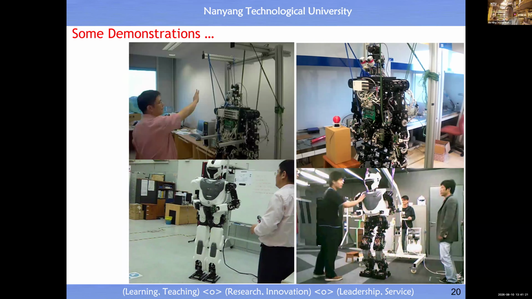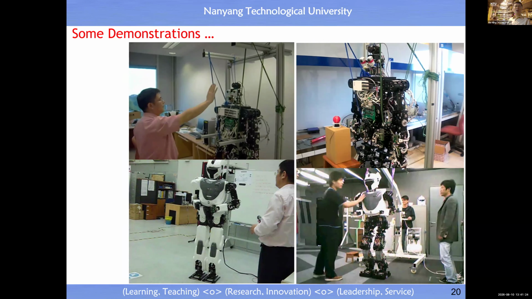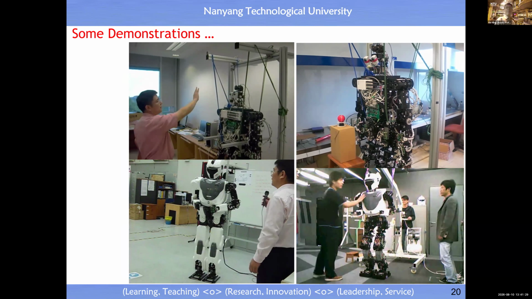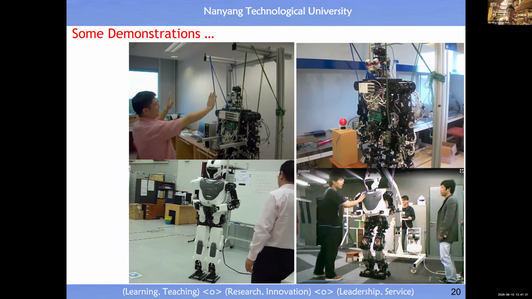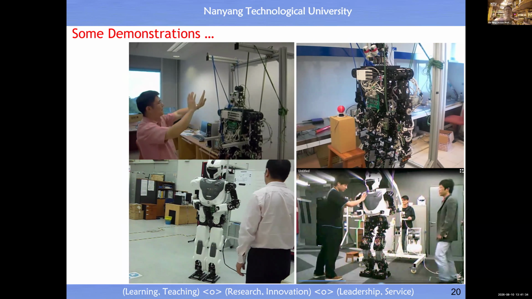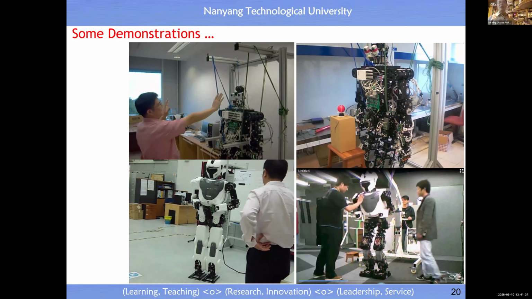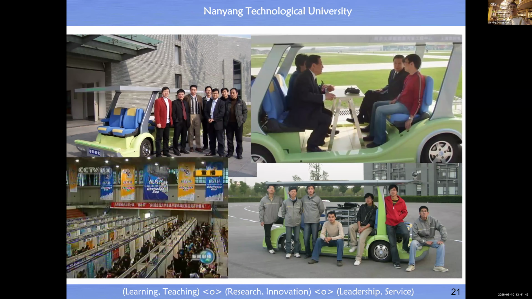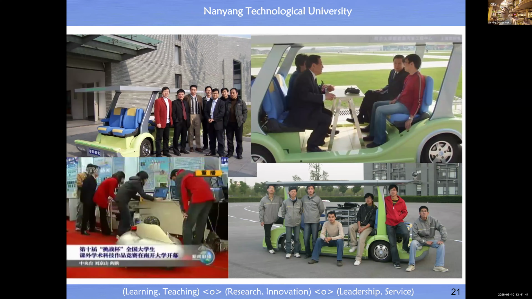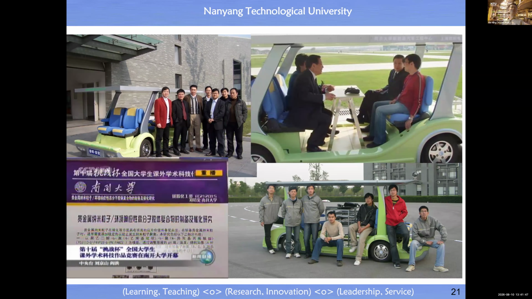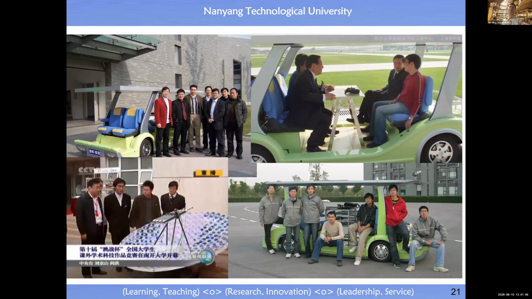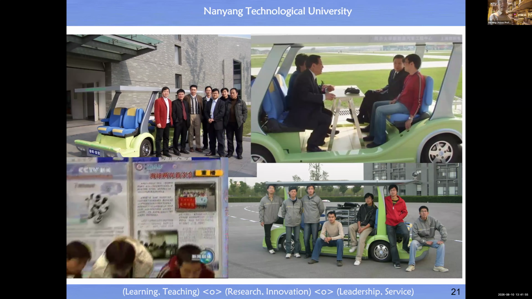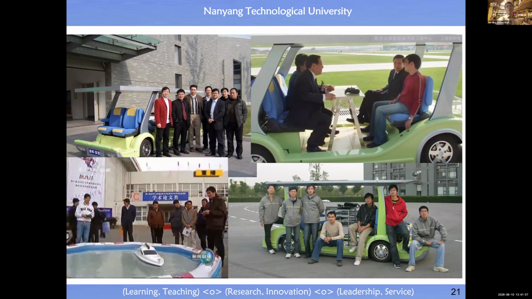Here are some demonstrations of the humanoid prototype that we have developed. Through my website and YouTube, you should be able to watch all these videos. In order to save time, I will skip this one. This is also a collaboration project with Fuji University and Fudan University. This is the development of an autonomous vehicle, and the Chinese national TV has reported on this project.